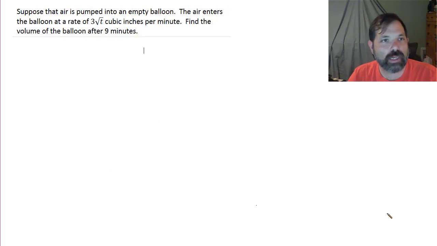All right, so one more application here. Suppose that air is pumped into an empty balloon. The air enters the balloon at a rate of 3 root t cubic inches per minute. Find the volume of the balloon after 9 minutes. All right, so now would be a good time to pause. Try this one out on your own.